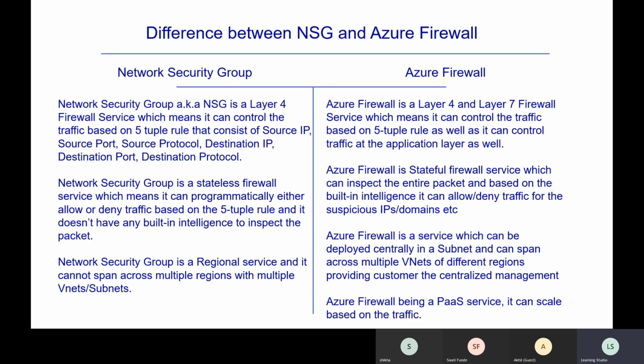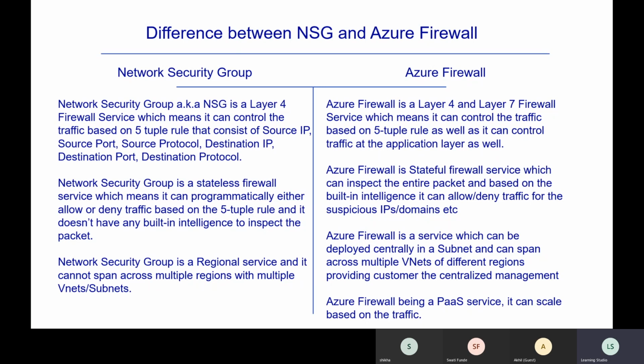And one of the last points that I can think of in Azure Firewall is that, being a PaaS service, it can scale based on the traffic. In a traditional network virtual appliance, if you want to go with third-party firewalls like Barracuda or Checkpoint, you have to deploy multiple virtual machines for high availability. So if one of the virtual machines goes down, the other virtual machine on which your firewall service is running can take over. But in Azure Firewall, since it's a PaaS service, it can scale based on the traffic.